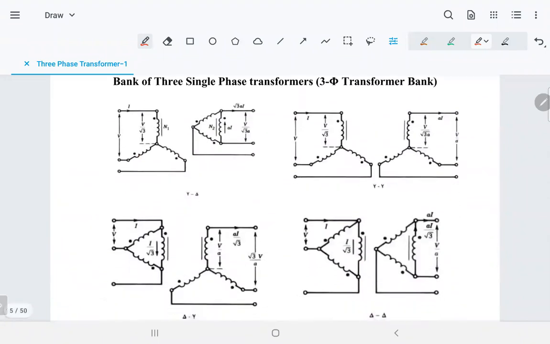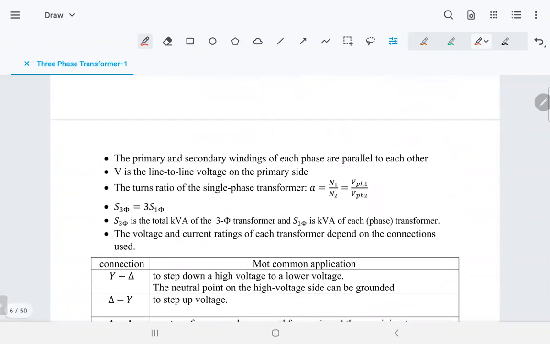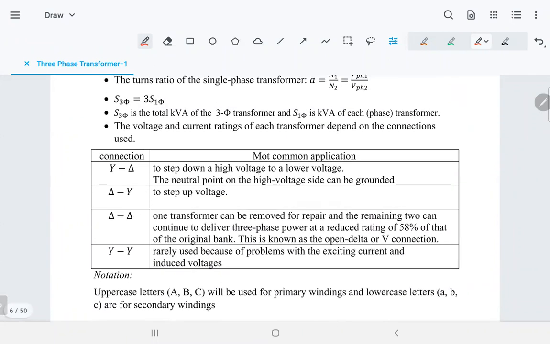What is the difference between each? I'm going to show you how we calculate the magnitude. But let's look at the practical point of view. First, the rated value: the apparent power of the transformer connected like that will be 3 times the single phase. If you have 3 single phase transformers, and let's say each transformer is 10 kVA, the total power will be 3 times 10, which is 30. That's number one. So obviously it has a great, high rated value of apparent power.